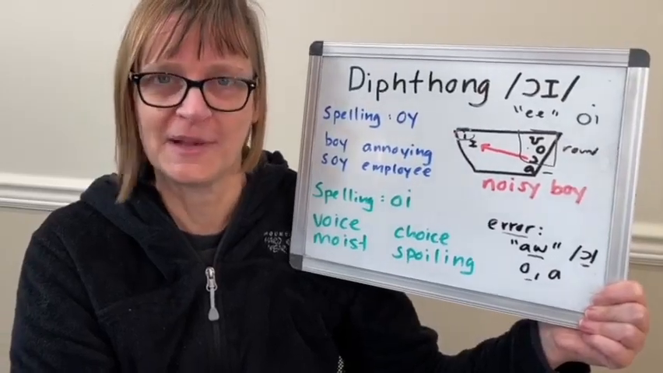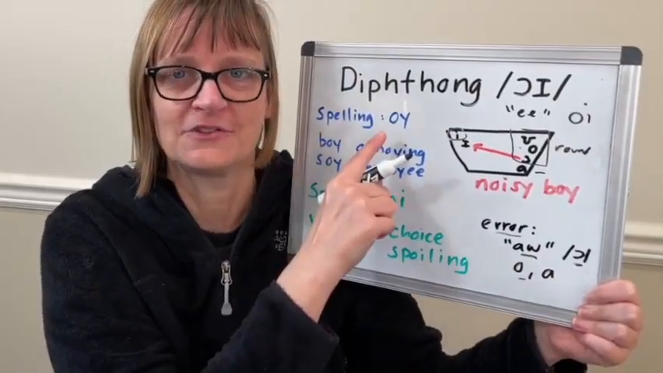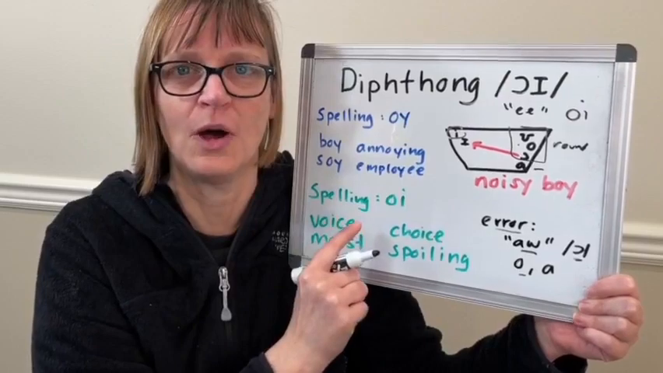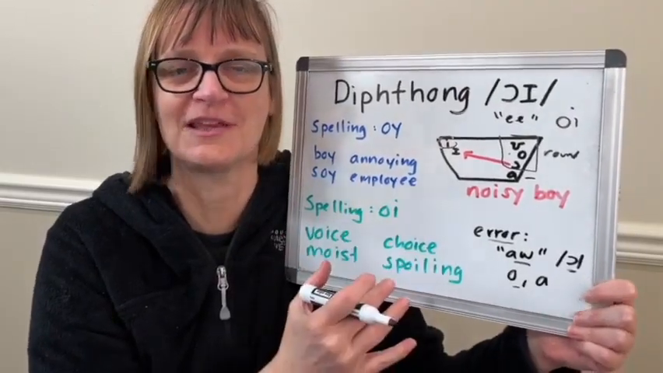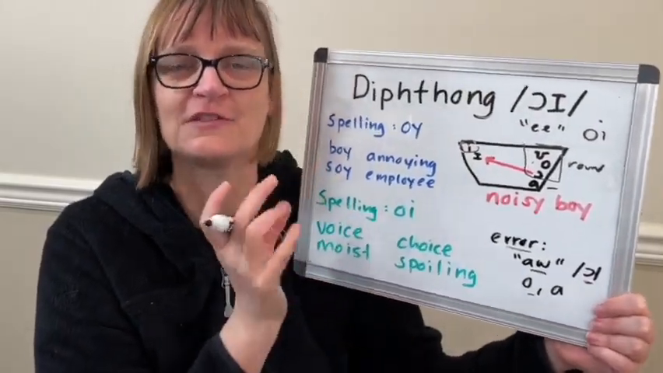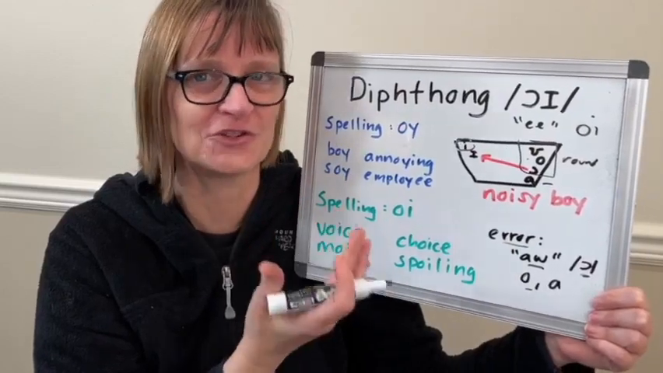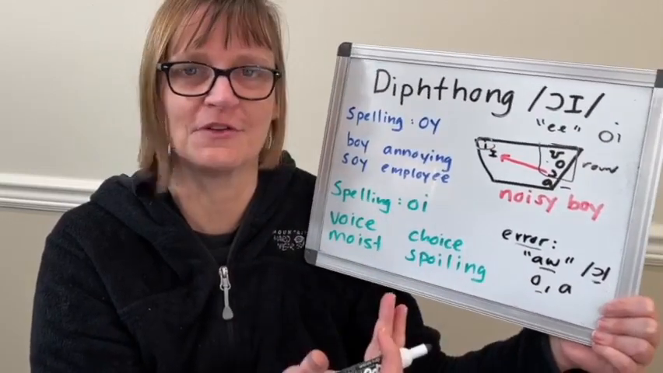The most typical spelling for oi is the letters O-Y or O-I. Almost always these two spellings are what we use for oi. It's fairly consistent that way, so it's not as tricky as some of the other sounds in terms of recognizing where it is.